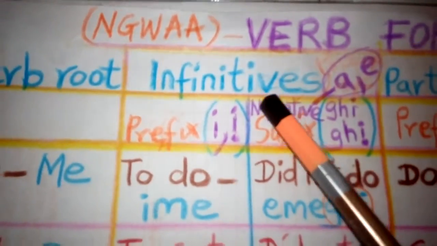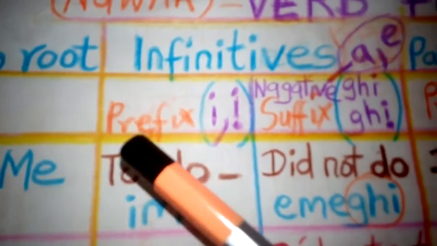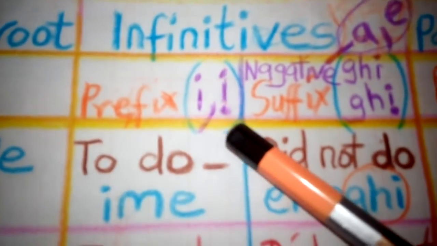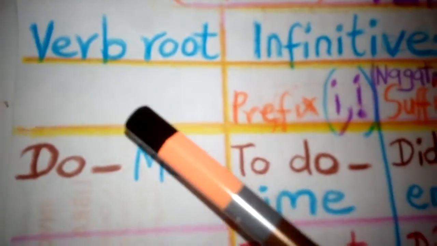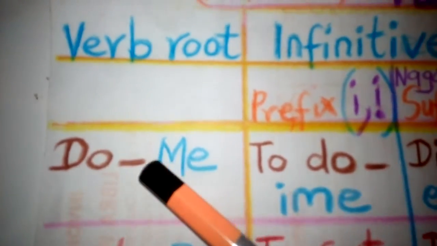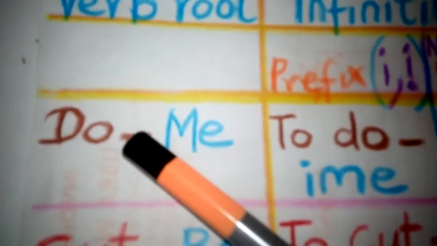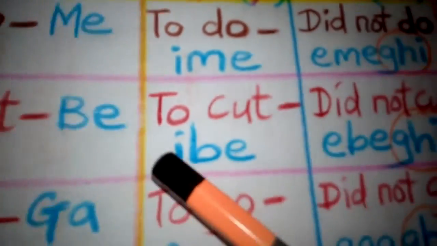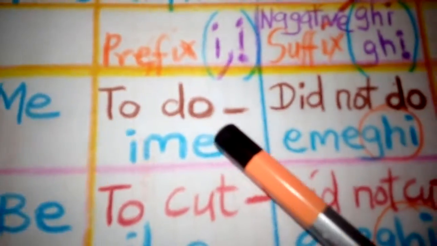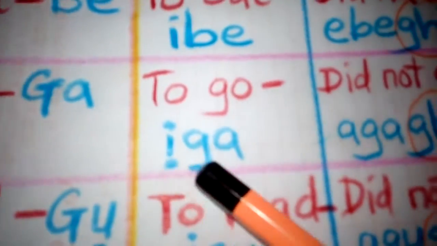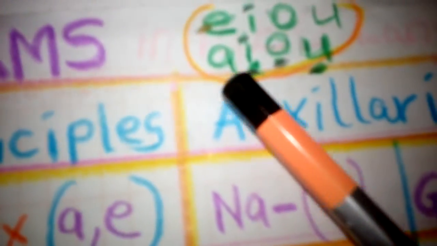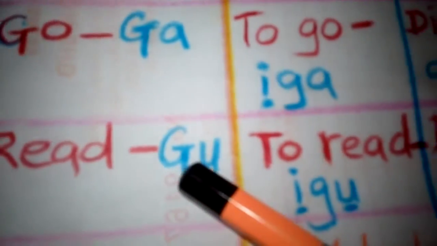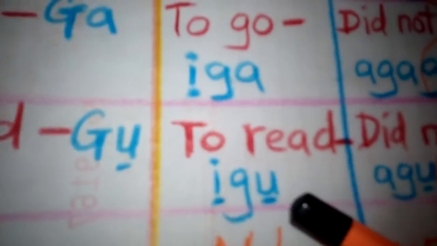But in the infinitive we have two types of infinitive. We have the normal infinitive, where you just add e or a as a prefix in front of the verb root. Ime, ibe: to do, to cut. Iga: to go. You can see that these belong to a group, that's why I'm using this prefix. Then ego belongs to the group that has dots underneath.